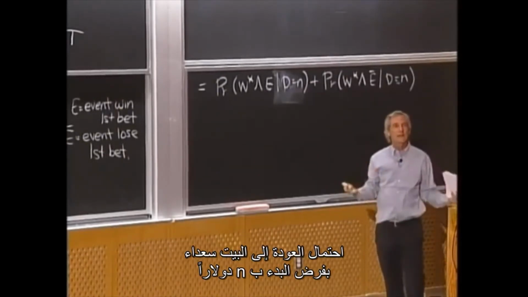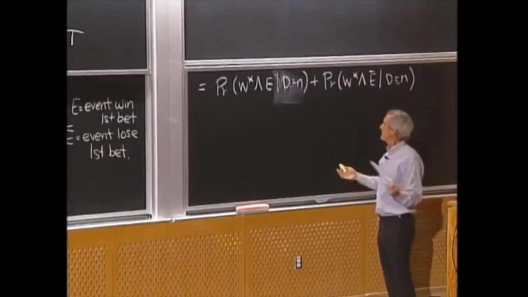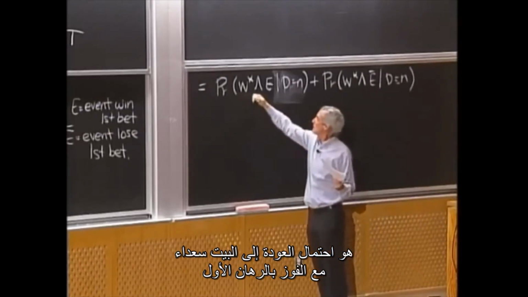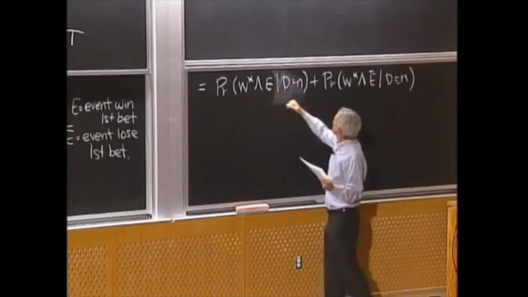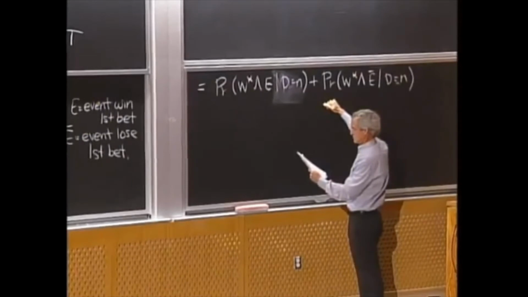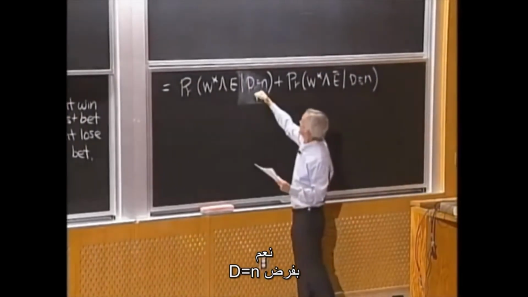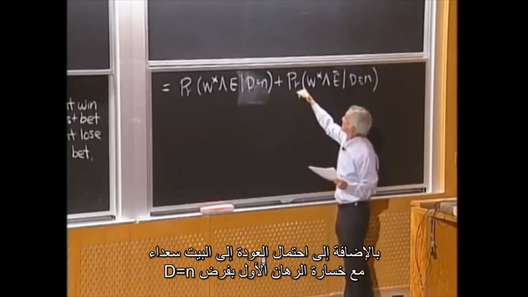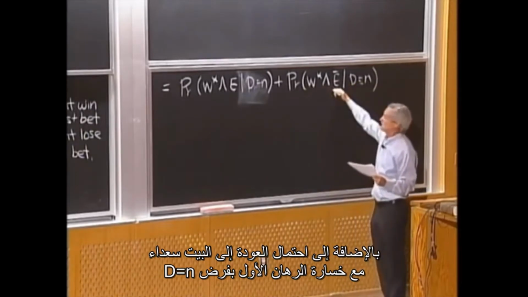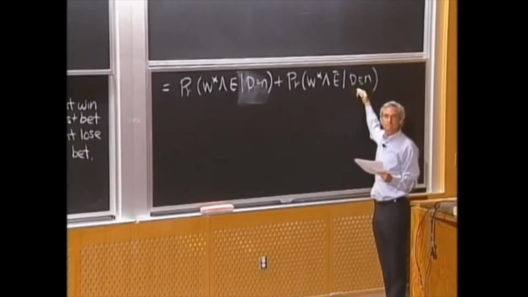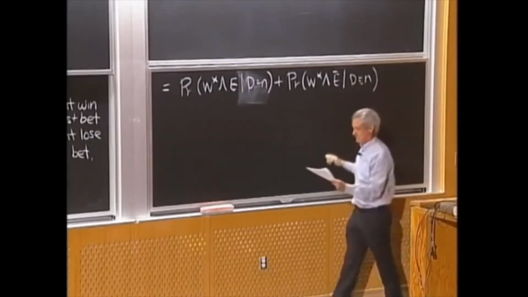Probability of going home happy, given that you start with n dollars, is the probability of going home happy and winning the first bet, given d equals n, plus the probability of going home happy and losing the first bet, given d equals n. Just those are the 2 cases.